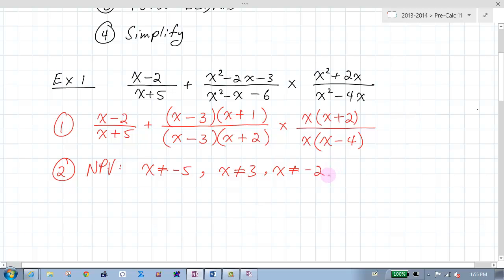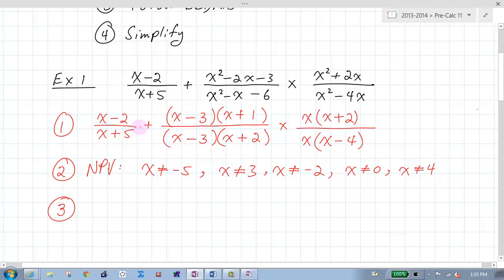We've gone through this stuff before. You know the procedure for this. This is pretty standard for us now. For the last rational expression, I have x cannot be equal to 0, and x cannot be equal to 4. So those are non-permissible values. We stated all of those. We've listed them, and we move on. Step 3, we follow BEDMAS.